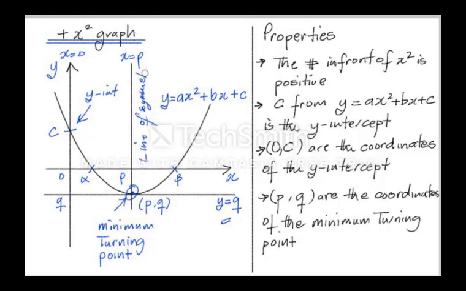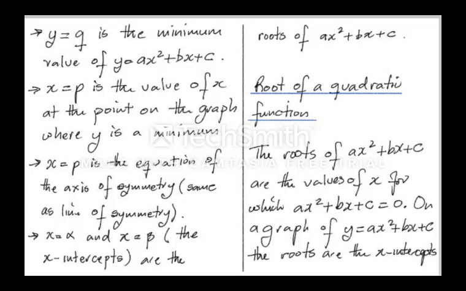All right, let's just remember about this. So x is equal to p is the equation of the line of symmetry. x is equal to alpha and x is equal to beta are the x-intercepts, the roots of ax squared plus bx plus c.